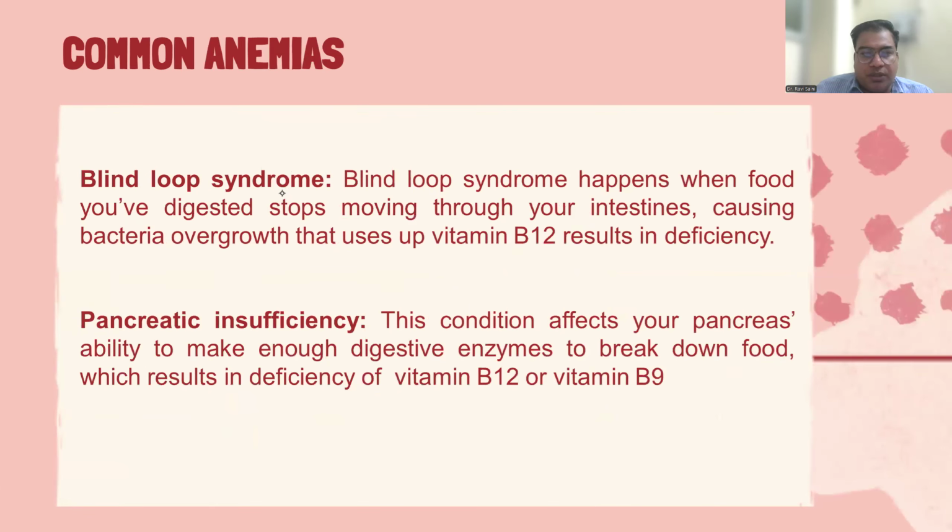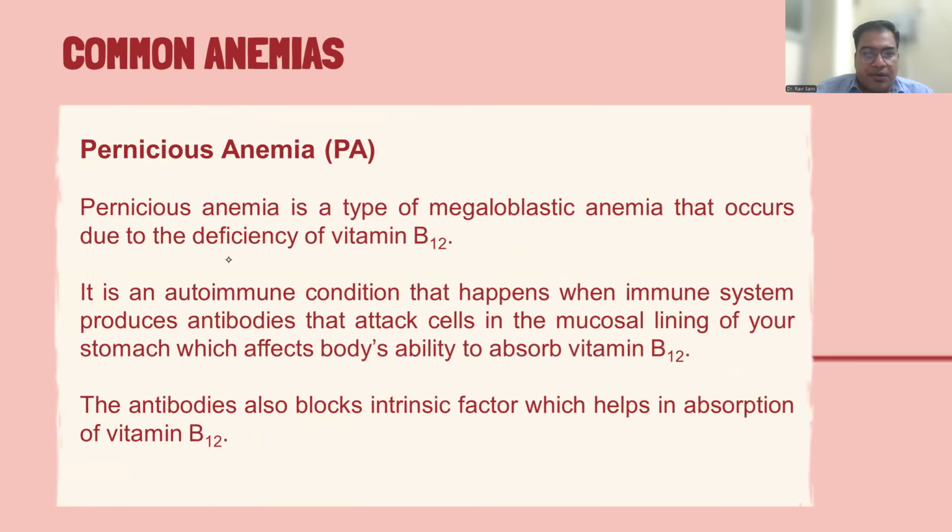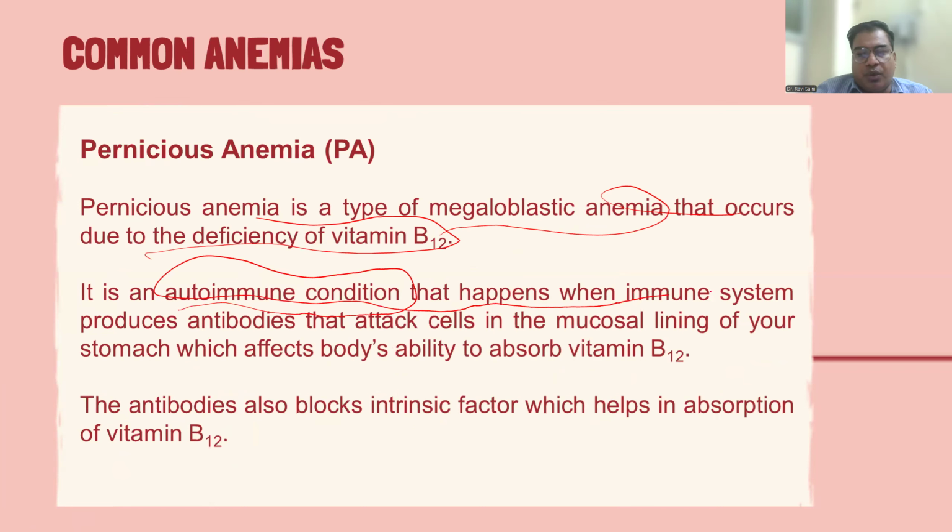Now come to the third type of anemia, which is pernicious anemia. Basically, it is a type of megaloblastic anemia that occurs due to deficiency of vitamin B12, but it occurs due to autoimmune conditions when the immune system produces antibodies that attack cells in the mucosal lining of our stomach, which affects the body's ability to absorb vitamin B12.